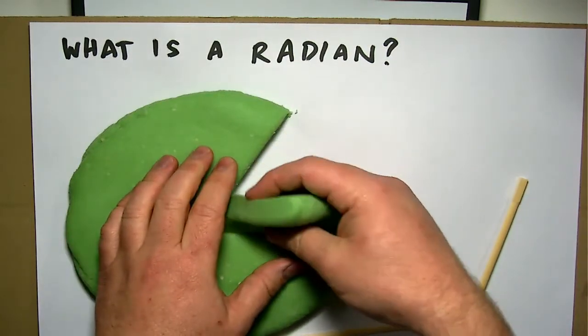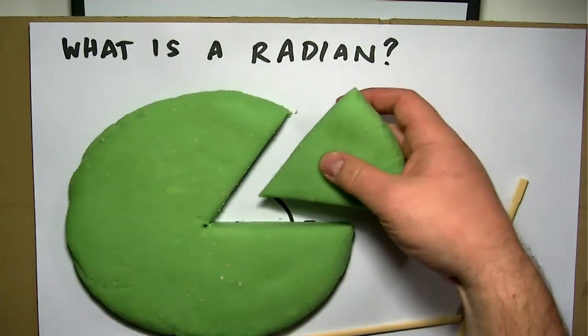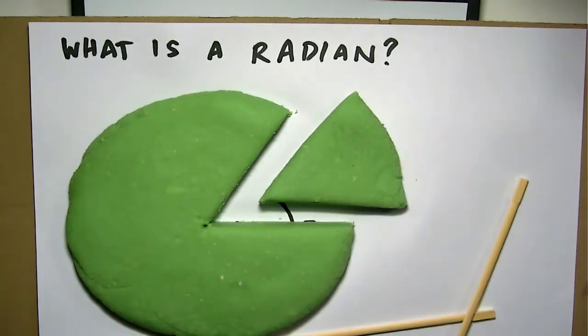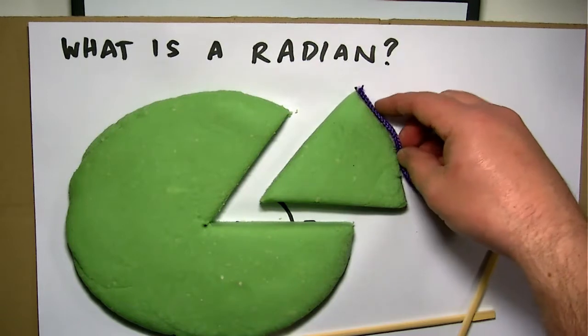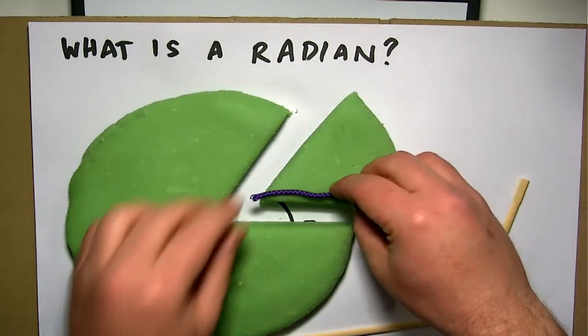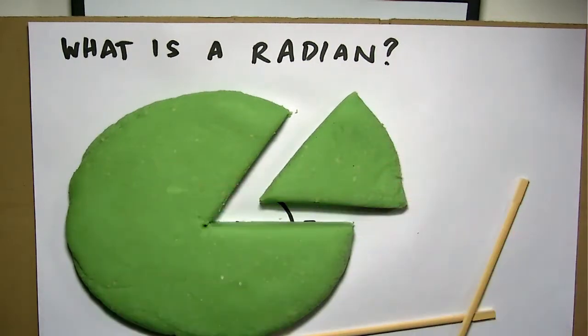And so we get an angle that looks like this. And this angle here is exactly 1 radian. This is what it means for an angle to be 1 radian in size. So in other words, a radian is the size of the angle that we get at the center of the circle when we take an arc whose length is equal to the radius of the circle. Okay, so now we know what a radian is.